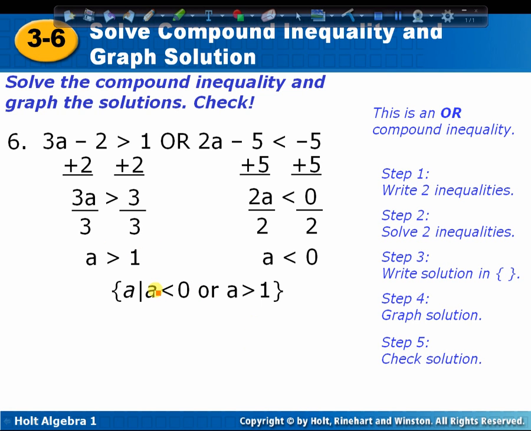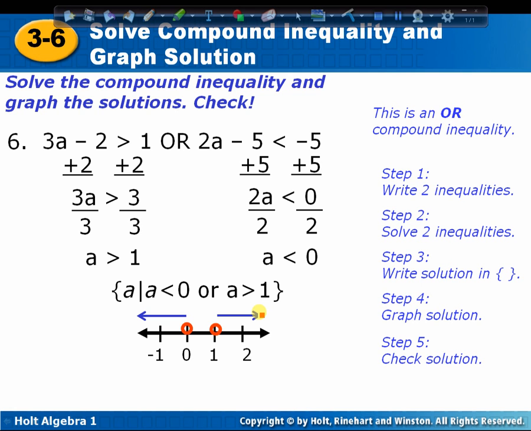Again, make sure that you don't just put this one here and this one there. They have to be in order least to greatest. So a is less than 0 is going on this side, a is greater than 1 is going on the right. So I've solved it, I've set it, now I'm going to graph it. This one's a little bit of a shorter number line. It just goes from -1 to 2.